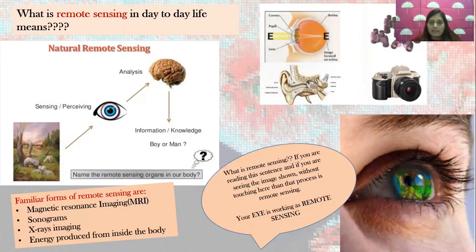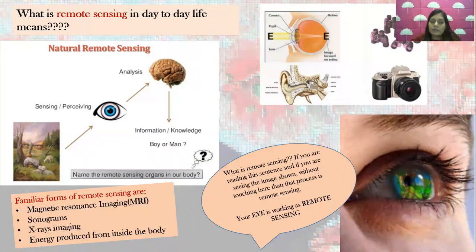Now, if I tell you again, you are reading some statement right now, but without coming into contact with it, you are understanding the statement. Even that is known as a remote sensing process. If you are reading this statement and seeing the image shown without touching it, then that process is remote sensing. Your eye is working as a remote sensor, right? So here in the figure, you can see natural remote sensing.